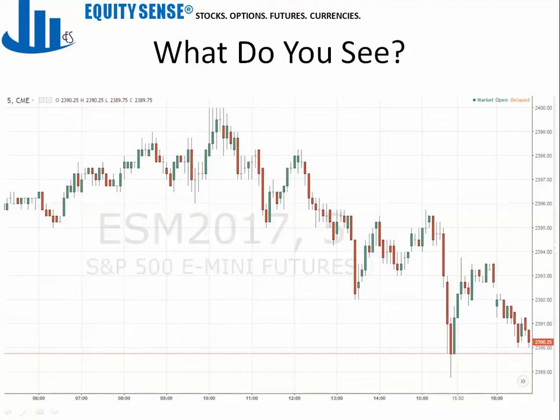So let me ask you something. What do you see in front of you? This is the S&P futures chart, the S&P E-mini futures ES, and this is the June 2017 contract on a 5-minute chart. So this is your typical RTH day, normal trading hours. All times posted are Eastern time, so New York time. So let me ask you again, what do you see?